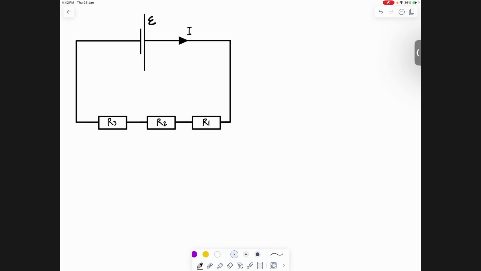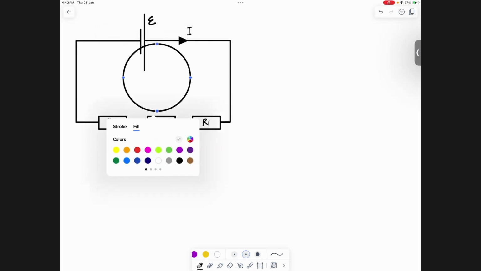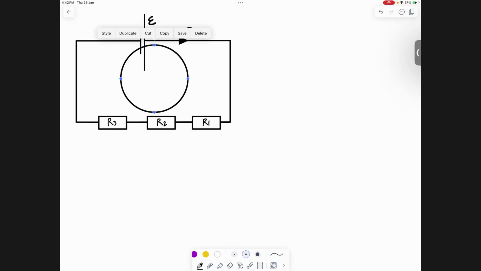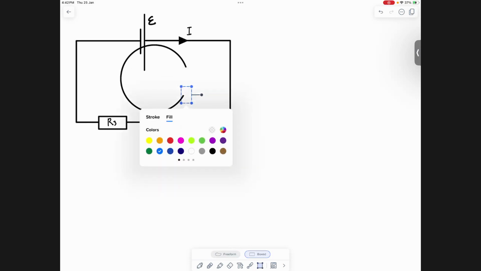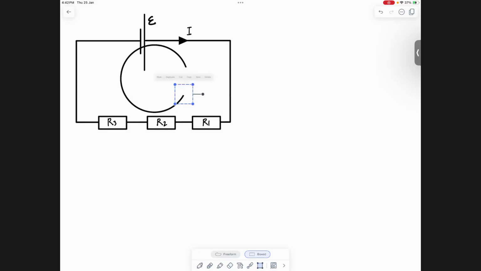So what did Kirchhoff's second law state? That the total voltage or EMF in a circuit is equal to what? The total PD, right? But what was the extra addition there? In a loop, in a closed loop, right? So what's a closed loop? Let's see.